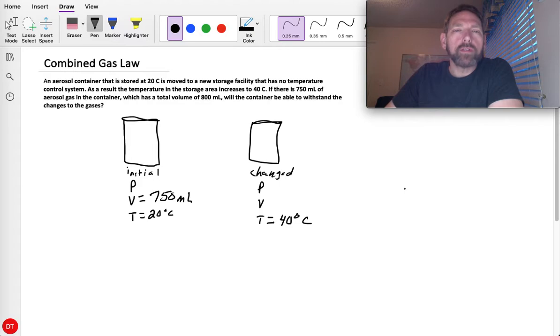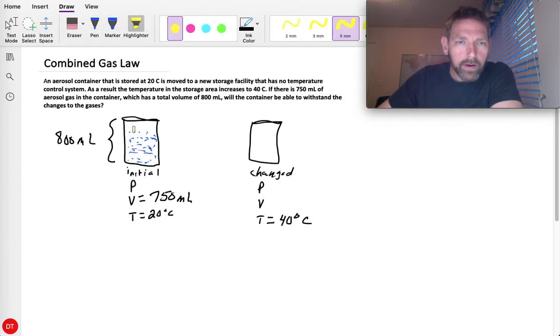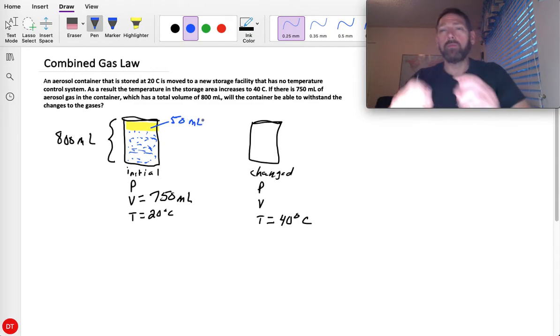The last part is it tells you the container. It tells you that this entire container is 800 milliliters. So what that means is that you've got gases that are all in this container, right? But right here you've got some space, because it's telling you the entire container is 800 milliliters. So that means that right here we have 50 milliliters of volume, 50 milliliters of space.